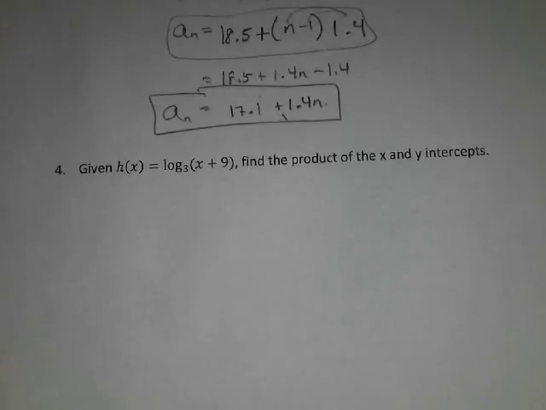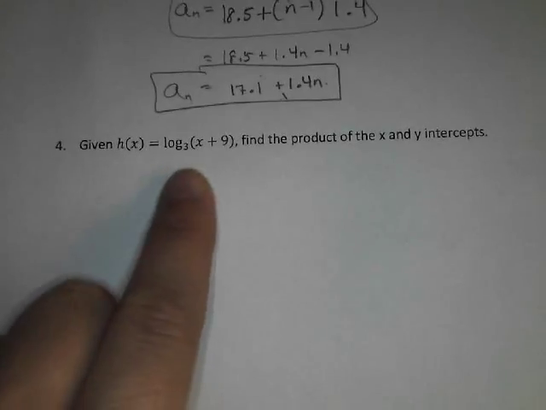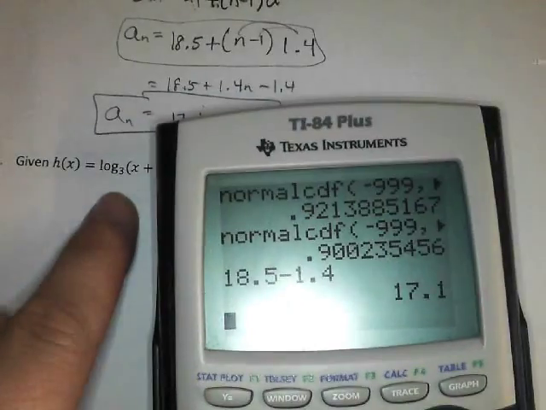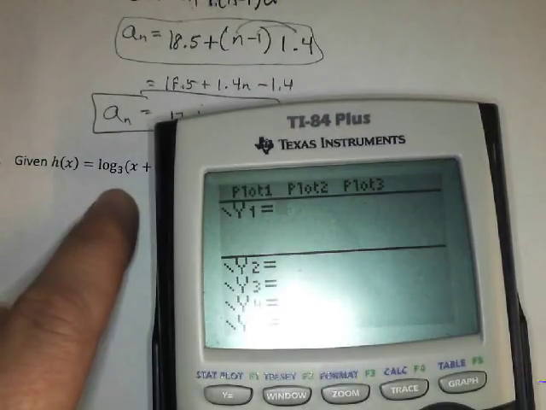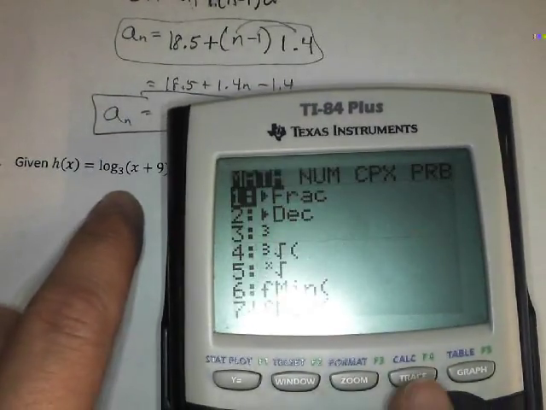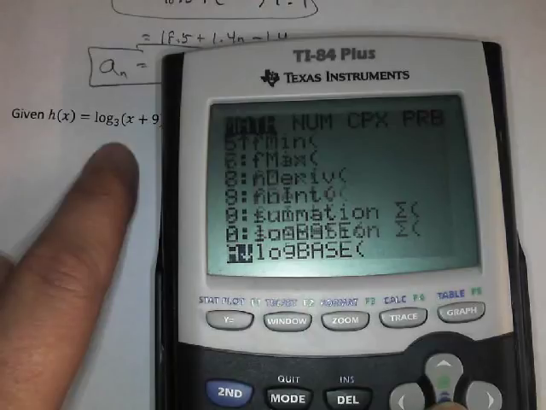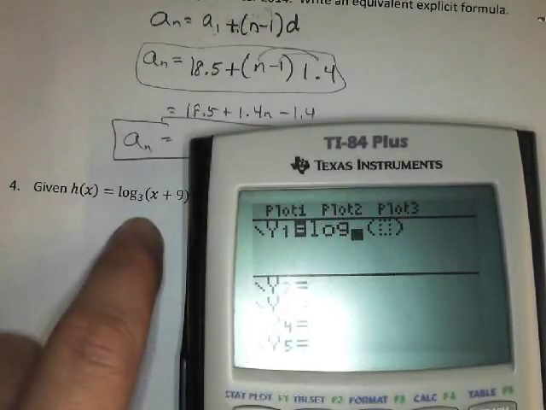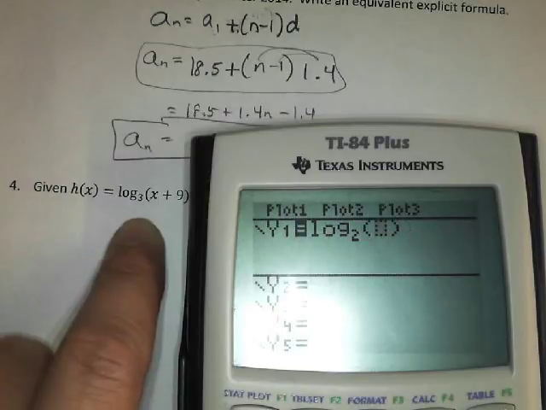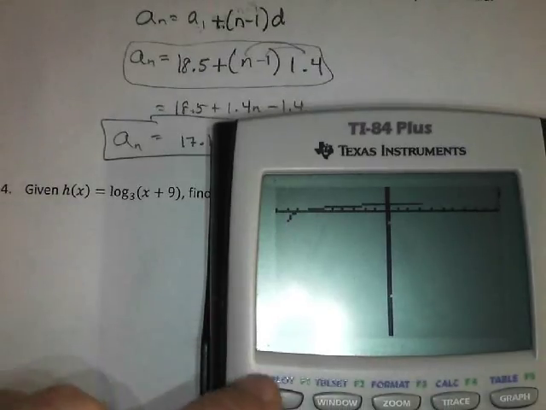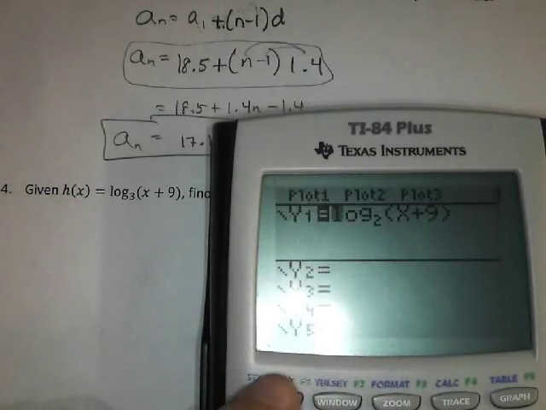So given that function, find the product of the x and y's. Now, you can graph this on your calculator, right? Do you know how? How would you type that in? Alright, so Jake knows in the math menu, you can get the log base, and then you can type that exactly in, 2, and then x plus 9. Oh, log base 3. Was it 2 on the homework? That's why I screwed that up. Log base 3. Okay.